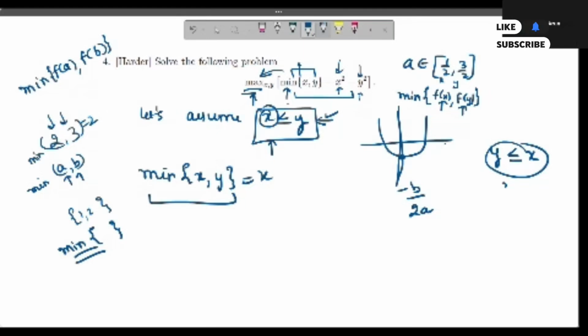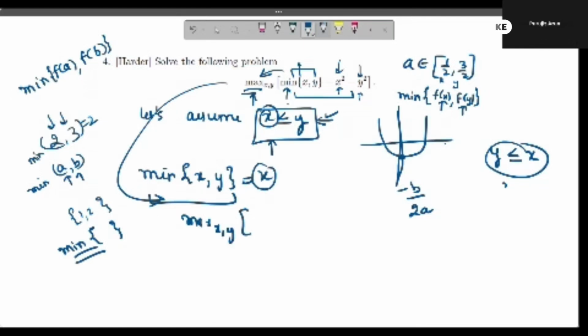Is this fine? So if my minima of xy is x, now my question has been transformed. My question is now maxima of xy, minima of xy, I have found out x minus x square minus y square. We found out x because we are assuming that x is less than or equal to y. But why are we assuming that y is less than or equal to x? You can assume that also.